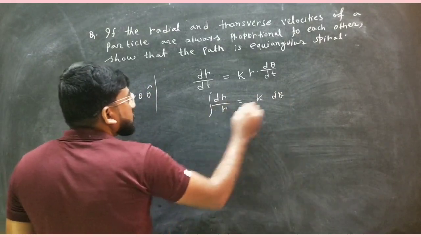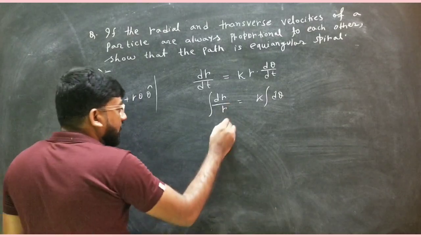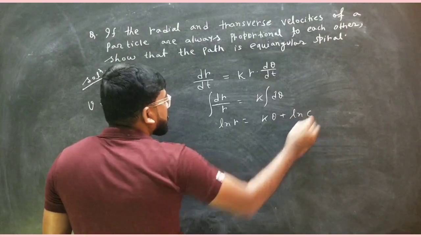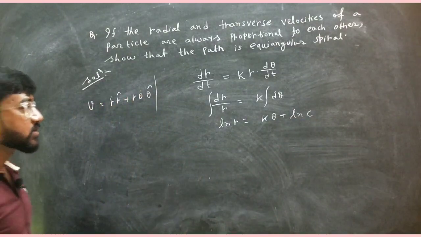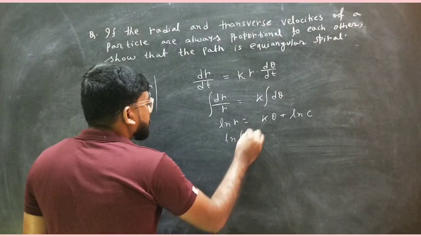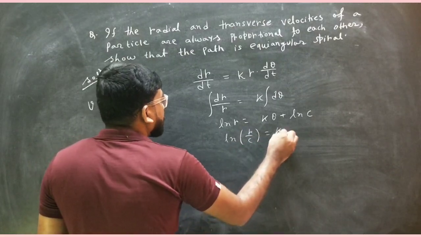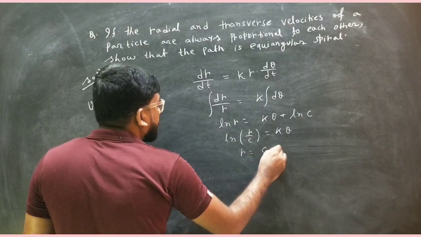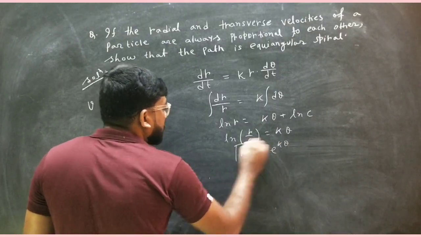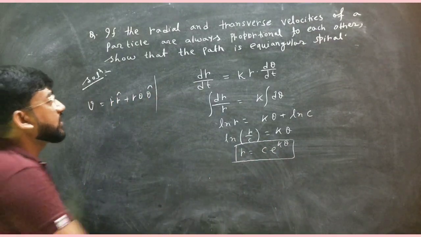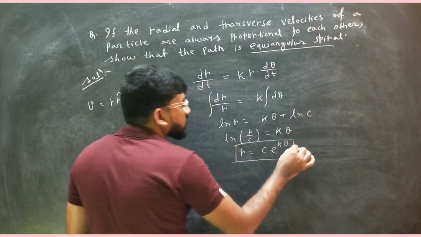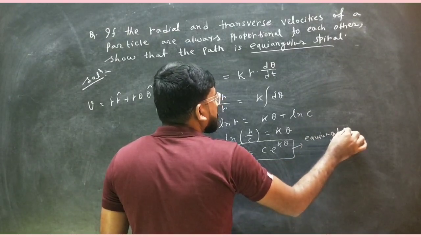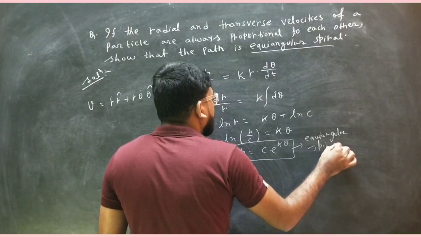Now if you integrate, what will you get? This dr by r will be ln r, and that will be k theta plus some constant ln c, the integrating constant. So it will be ln r by c equals k theta. So your r is equal to c e to the power k theta. This is your trajectory, and this is nothing but the equiangular spiral. So this is the equation of the equiangular spiral.